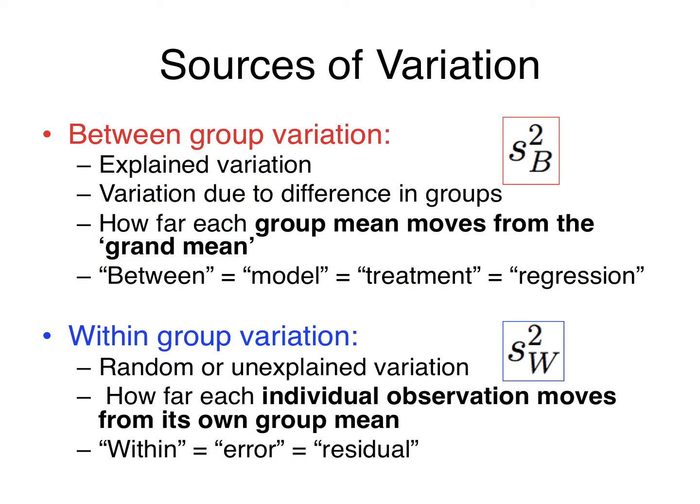The second type of variation is the within group variation. This is the variation that is random, or the unexplained variation. This tells us how far individual observations move from a group mean. And the within group variation is also known as the mean squares within groups, the mean squared error, or the mean square of residuals.